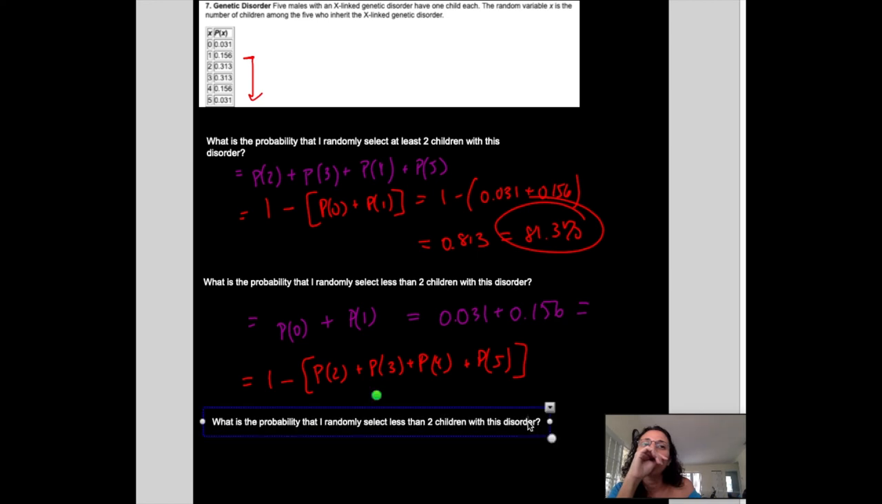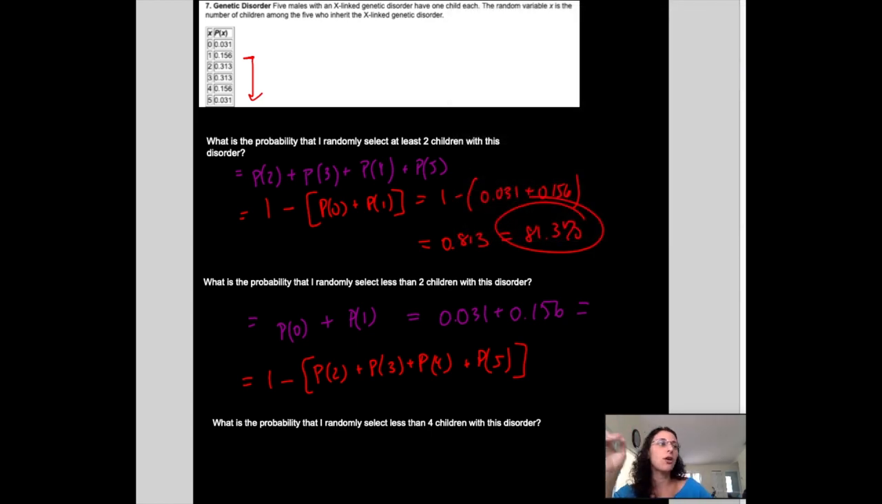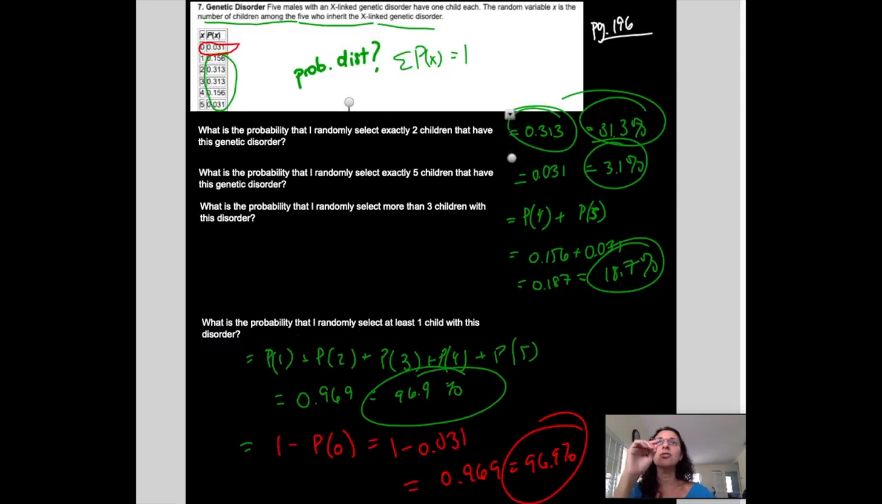All right, what is the probability that I select less than 4 children with this disorder? Less than 4. So again, anytime you're calculating these type of situations, I always say start with directly what it is asking for. Less than 4 means less than 4, not including 4. That means 0, 1, 2, or 3. I would have to do 4 different calculations just to directly answer the question that I just asked.